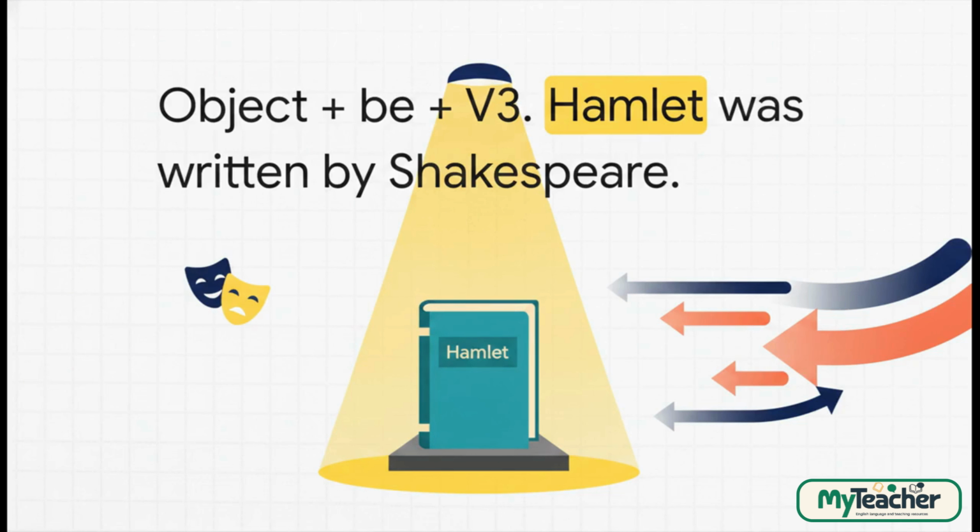We can actually move the object, Hamlet, to the very front of the sentence. Then the verb changes to was written. So now our sentence is, Hamlet was written by Shakespeare. See that? The spotlight is now completely on the book. And that, my friends, is the passive voice.